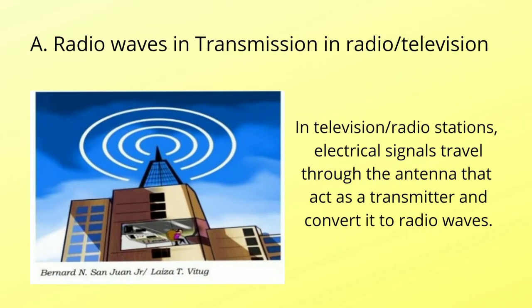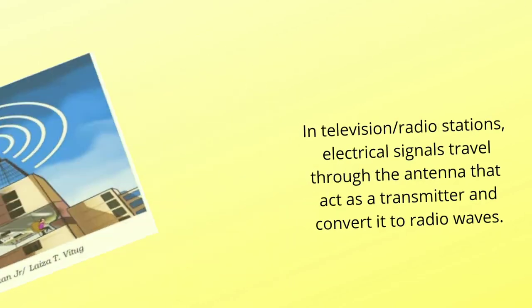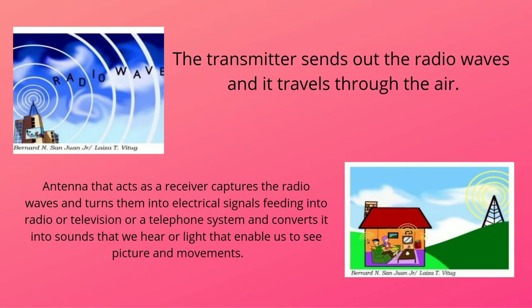Radio waves in transmission in radio and television. In television and radio stations, electrical signals travel through the antenna that acts as a transmitter and converts them to radio waves. The transmitter sends out the radio waves and they travel through the air. An antenna that acts as a receiver captures the radio waves and turns them into electrical signals, feeding into a radio, television, or telephone system, and converts them into sounds that we hear or lets us see pictures and movements.